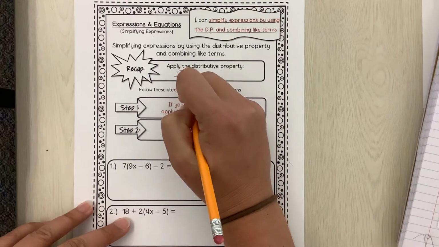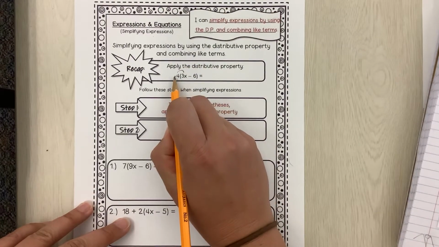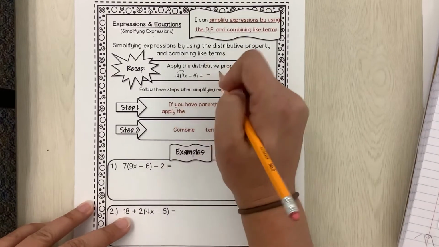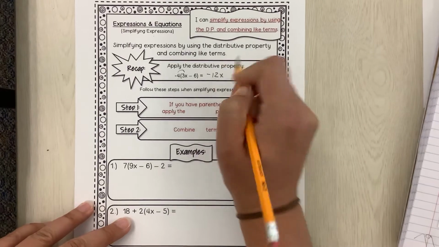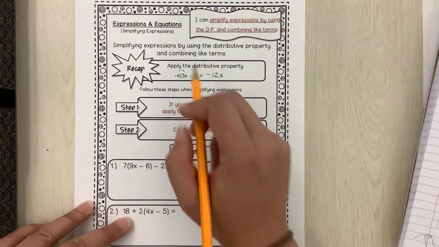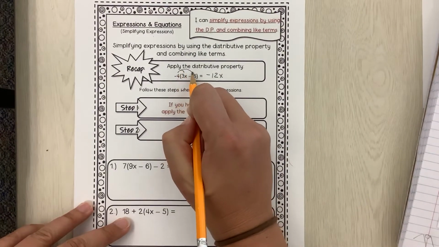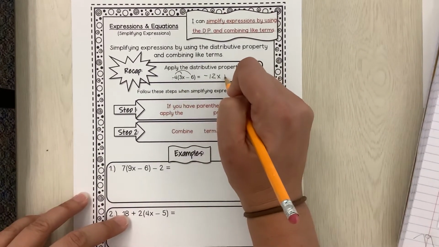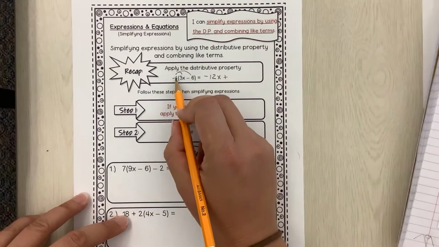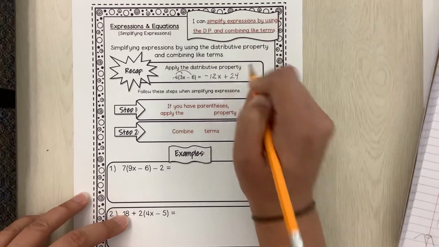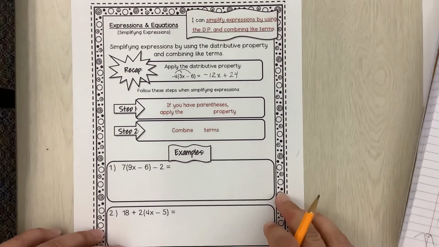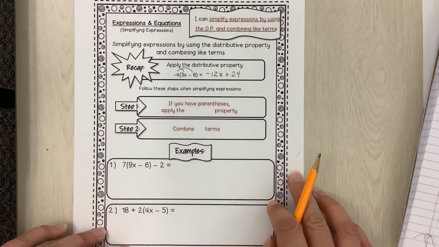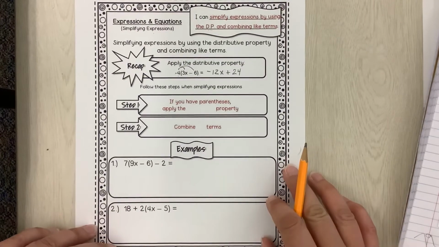So -4 times a positive 3x. Well, a negative times a positive is a negative, and 4 times 3 is 12, and then bring my x with it. Let's try the next one. -4 times a -6. So negative times a negative changes to positive, and 4 times 6 is 24. So hopefully that does not look new to you. You'll understand what I just did there. Let's go ahead and move on to the new lesson today.